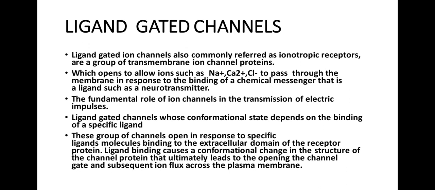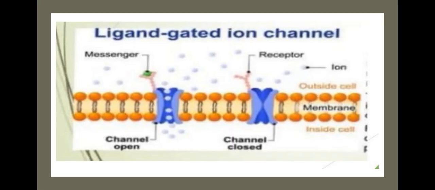Ligand gated channels have a conformational state that depends on the binding of a specific ligand. This group of channels opens in response to specific ligand molecules binding to the extracellular domain of the receptor protein. Ligand binding causes a conformational change in the structure of the channel protein that ultimately leads to the opening of the channel gate and subsequent ion flux across the plasma membrane. Ligand gated ion channels: messenger, channel open, channel closed, receptor, ion, and then outside of the cell membrane, inside of the cell membrane.